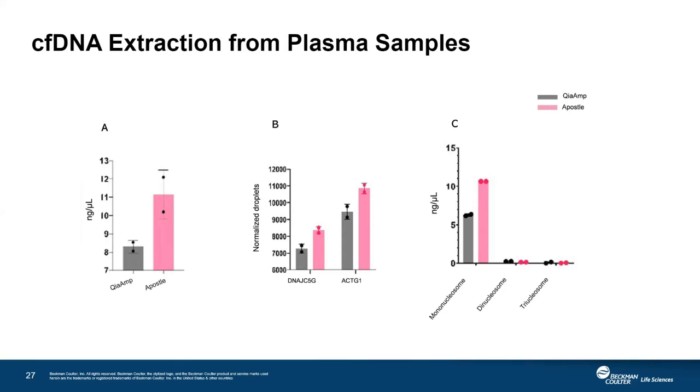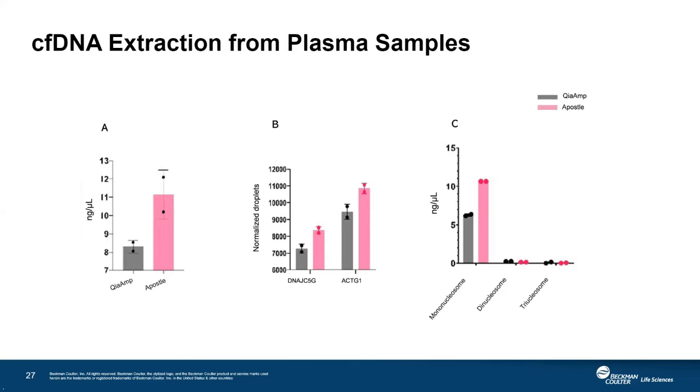The researcher did quantification using a Qubit, and then we also did digital droplet PCR, or ddPCR, with primers that targeted some housekeeping genes, so actin gamma and DNAJ heat shock proteins. If we look at the concentrations that we isolated using both kits, you can see that there's a 34.3% higher yield using the Apostle kit. So again, we're talking really small amounts of cell-free DNA in these samples, so getting that 34% higher yield is quite significant.